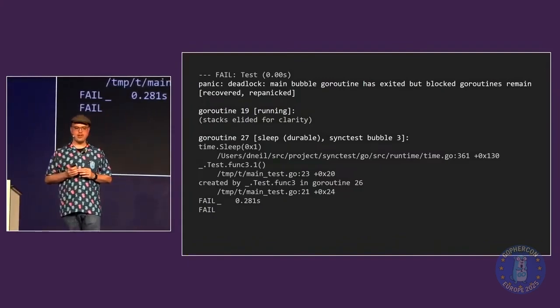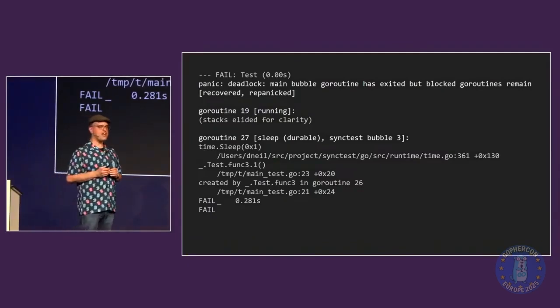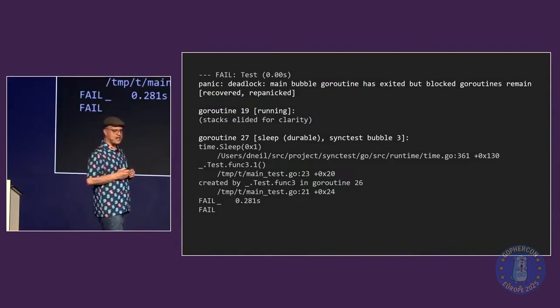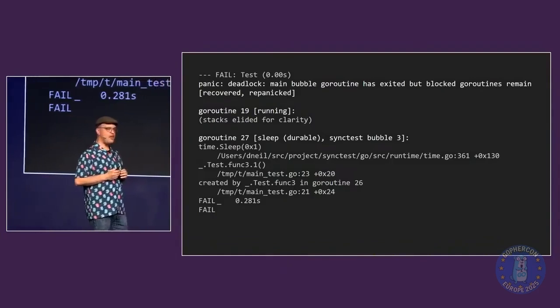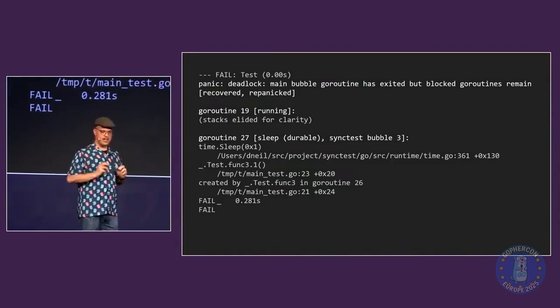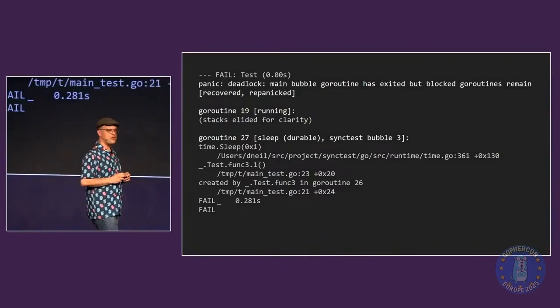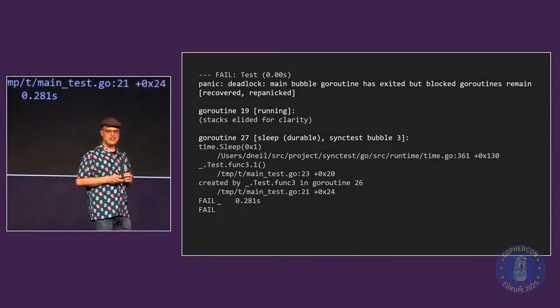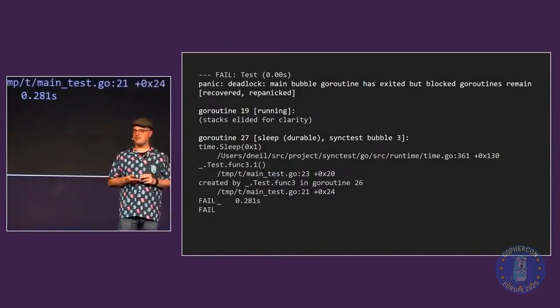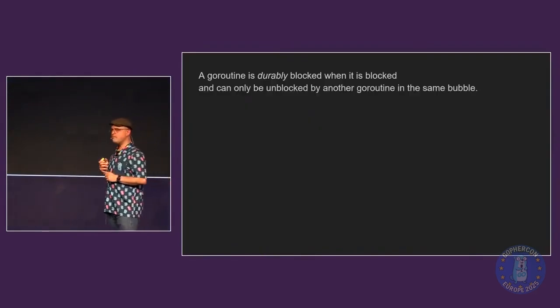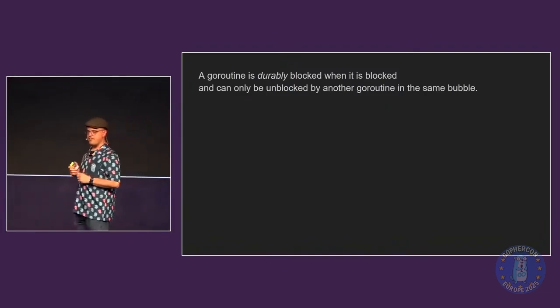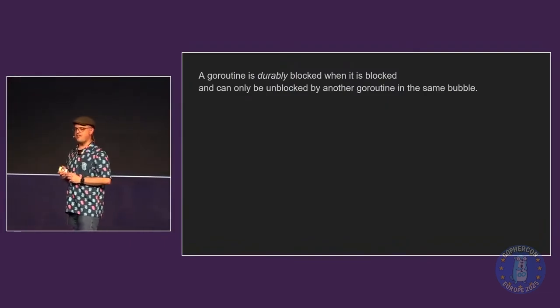The runtime will print stack traces for every goroutine in the deadlocked bubble. When printing the status of a bubbled goroutine, the runtime indicates when the goroutine is durably blocked, that is, blocked waiting for another goroutine in the bubble. You can see that the sleeping goroutine in this test is durably blocked. Durably blocking is a core concept in synctest, possibly the core concept.